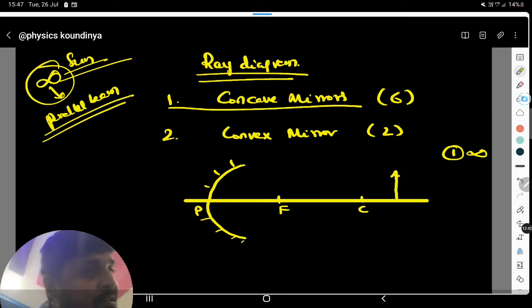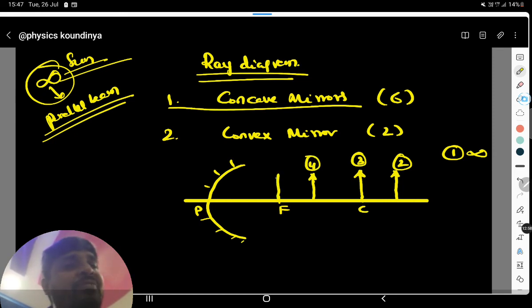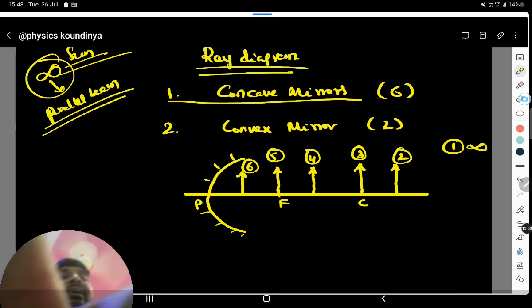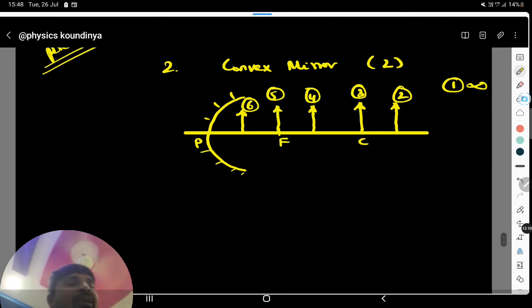Second condition, we can place the object beyond C. Third condition is we can place the object exactly on C. Fourth condition is we can place the object between F and C. Fifth condition is we can place the object exactly on F. And sixth condition is we can place the object between P and F. So these are the 6 different conditions for a concave mirror.